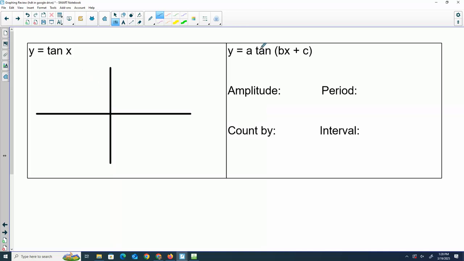Right, tangent. Tangent and cotangent are the 2 different ones. Amplitude, it's still not really a true amplitude, but we use it to get points on our graph. So that's the number in front. But the period, this is the first thing that's different. Normal period for tangent and cotangent is just pi. So it's pi divided by the number in front of x. Count by is still period divided by 4. The interval is also different for tangent. What interval do we choose?